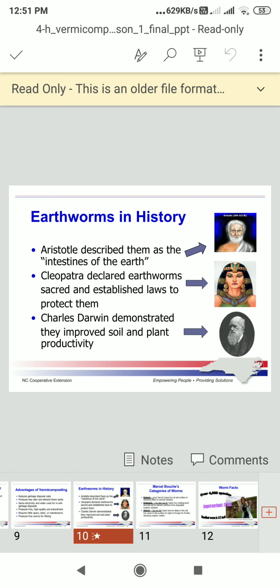In the earthworm history, Aristotle described earthworms as the intestines of the earth. Cleopatra declared earthworms sacred and established laws to protect them. And Charles Darwin demonstrated they improve soil and plant productivity.